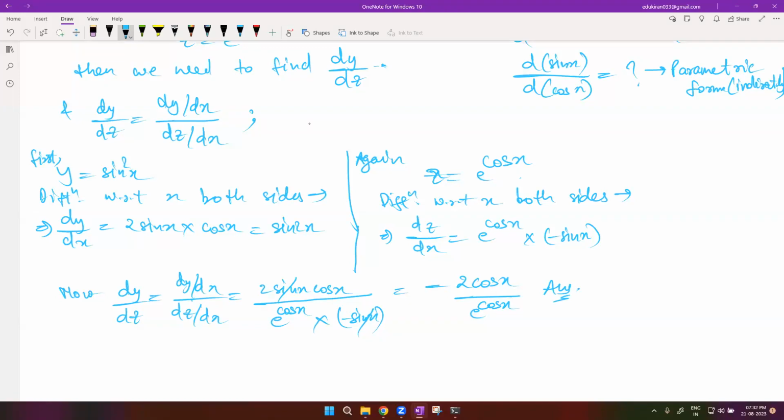This would be the differentiation of sine square x with respect to e to the power cos x. So finally, we should write the answer like this. Hence, the differentiation of sine square x with respect to e to the power cos x is equal to minus 2 cos x divided by e to the power cos x.